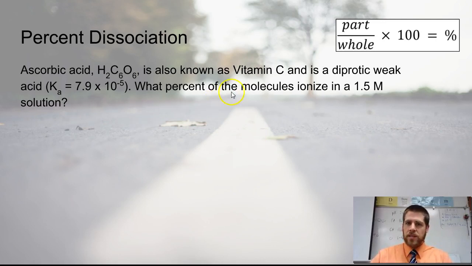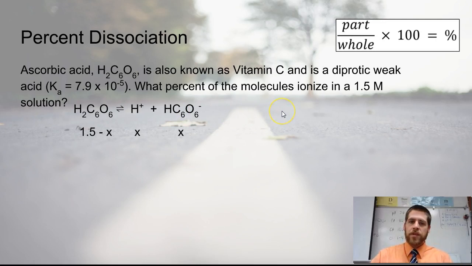Ascorbic acid is also known as vitamin C, and it's diprotic, so it has two protons, but we're only going to be looking at the first one coming off, so don't worry about that just yet. We have a Ka, and it asks what is the percent of the molecules that ionize in a 1.5 molar solution. Now the 1.5 molar solution is important because that's the original, that's the whole amount of the HA.